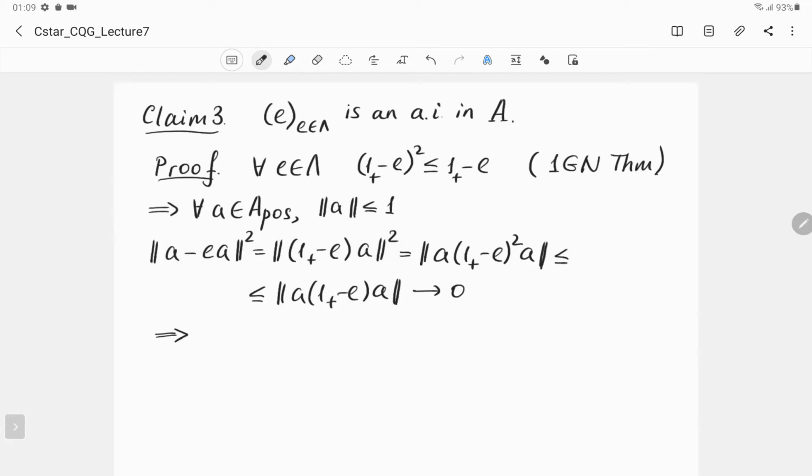Okay, so this holds for each positive element whose norm is less than or equal to 1. But by linearity, we conclude that the same holds for an arbitrary element in our algebra. First of all, we can obviously replace a positive element in the unit ball by an arbitrary positive element. And then we recall that an arbitrary element in our algebra is a linear combination of 4 positive elements. Okay, so A minus EA goes to 0.